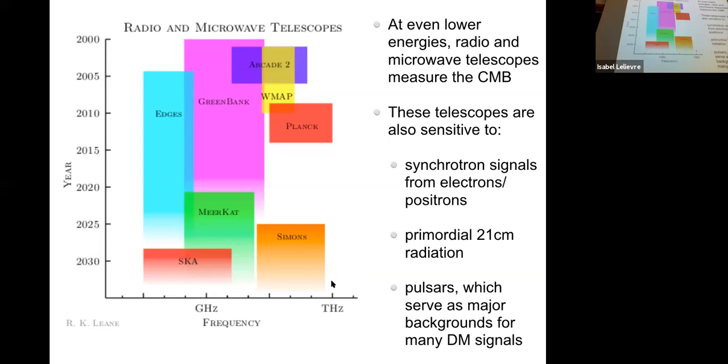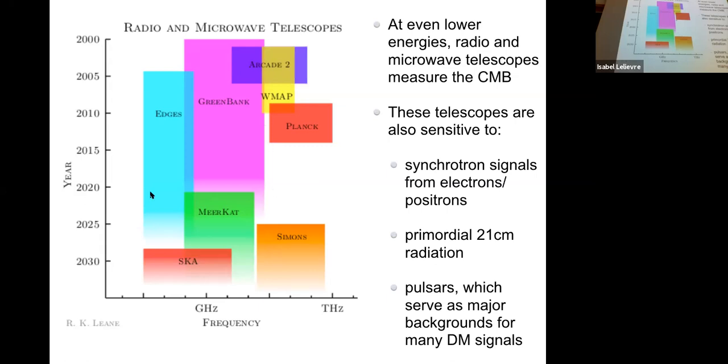At lower energies, we have a range. Another band that is often interesting, for looking for synchrotron signals or the cosmic microwave background or 21 centimeter signals from the early universe, is the radio and microwave telescopes. These can also be very important for finding pulsars, which you will see show up as a common source of annoying backgrounds in the searches that we're about to look at. Planck has given us our best measurements of the bulk of the CMB, but that mission is over now. There are future planned CMB experiments like the Simons Observatory.